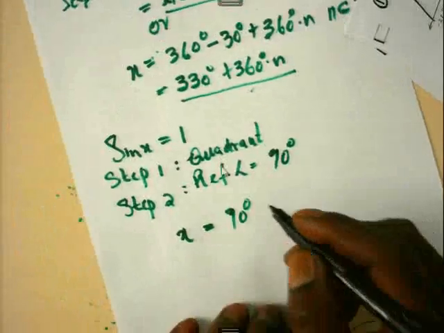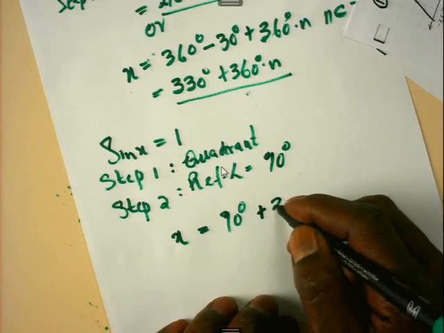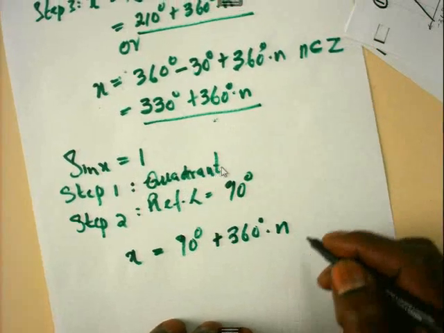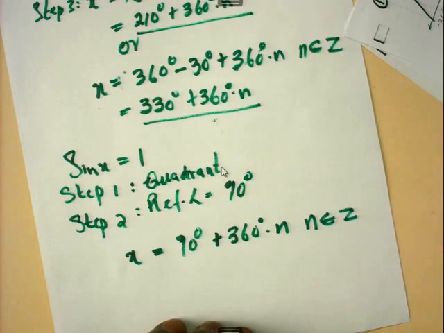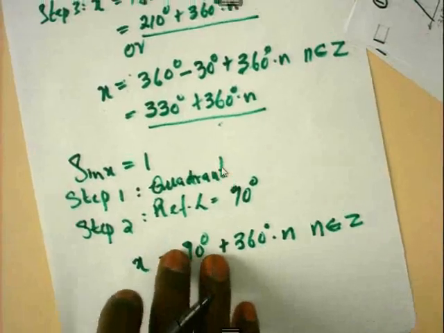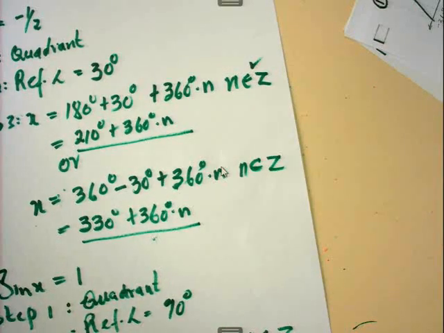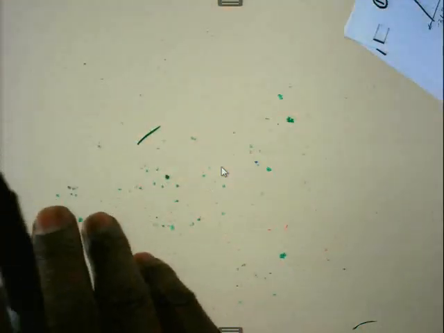So the solution will be x is equal to 90 degrees plus 360 degrees times n. We don't have to forget that n must be an element of integers. All right, I think we are fine up to that. We are done with that question. Happy? All right. Now, let's go to the next question.